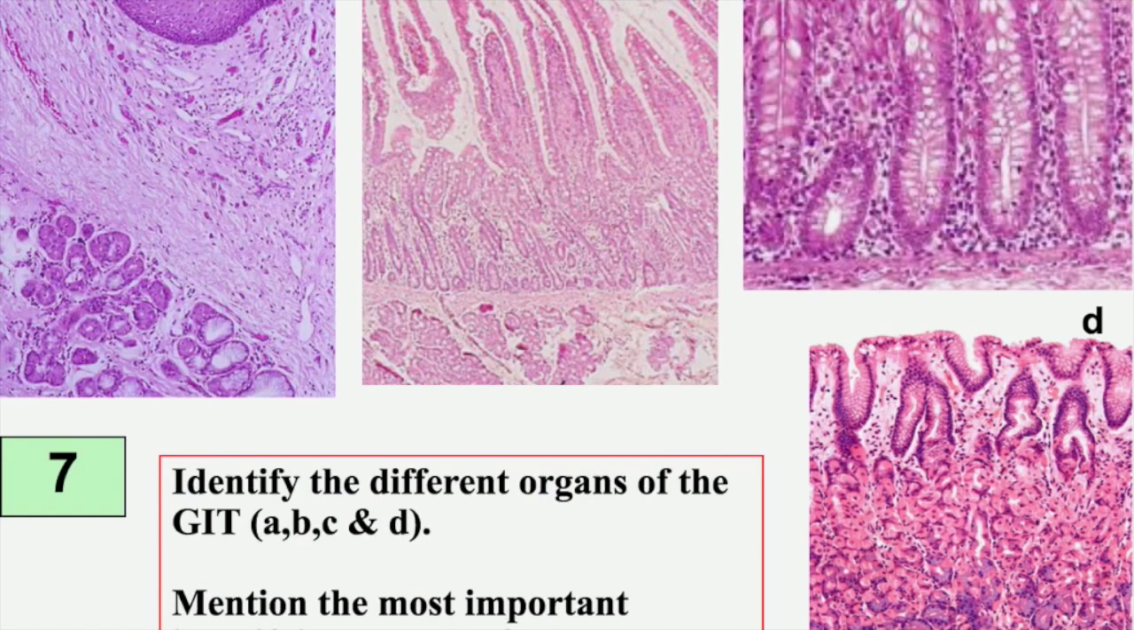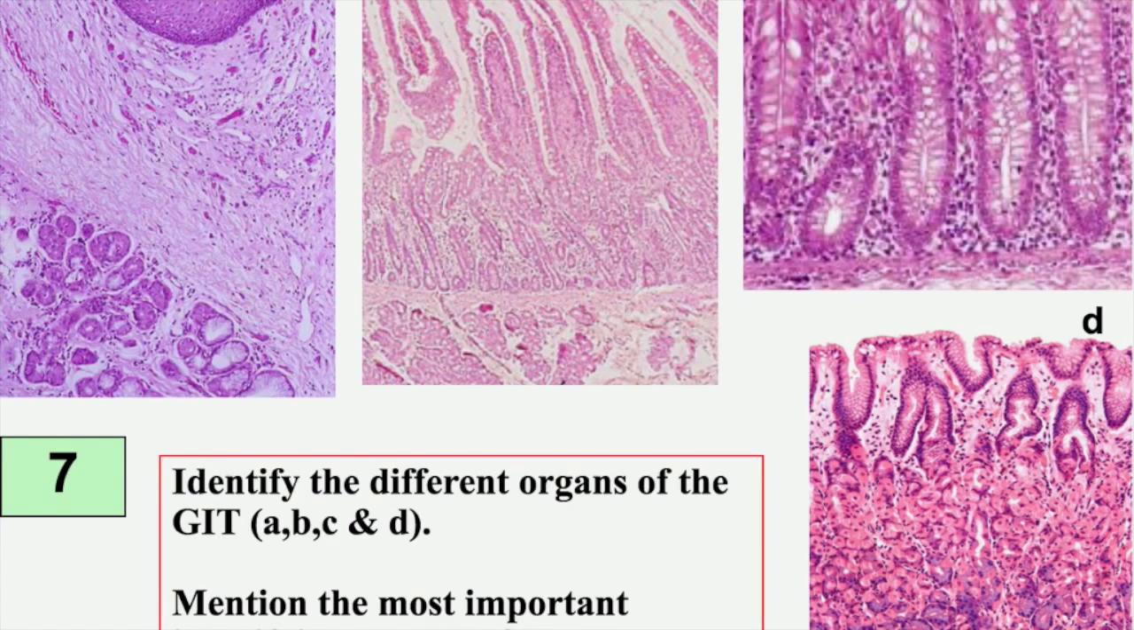Identify the different organs of the gastrointestinal tract, A and B and C and D. Starting with A, it is lined by non-keratinized stratified squamous epithelium, so it is the esophagus. Number B shows villi as well as crypts and mucus glands in the submucosa, so this is the small intestine duodenum. Here, number C, we have the crypts only. These crypts are deep and they are full of goblet cells, so this is the large intestine colon. No villi, deep crypts, numerous goblet cells.